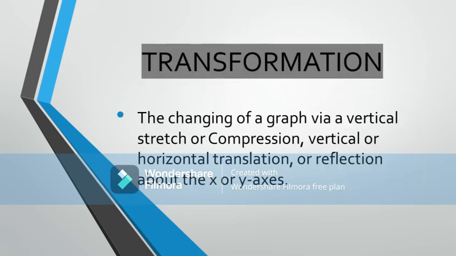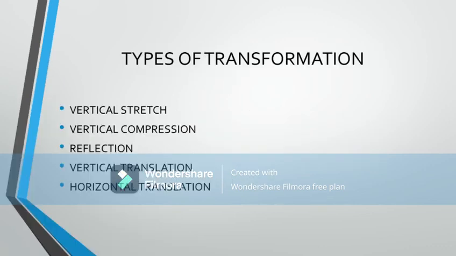The changing of a graph via vertical stretch or compression, vertical or horizontal translation, or reflection about the x or y axis is called the transformation. Types of transformation: there are 5 types of transformation: vertical stretch, vertical compression, reflection, vertical translation, and the last one is horizontal translation.